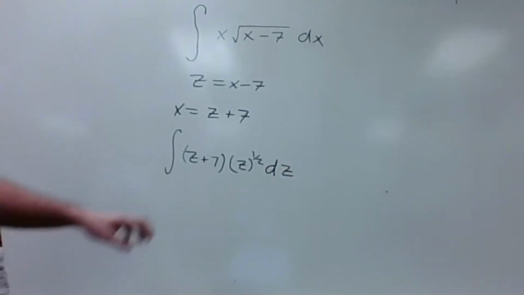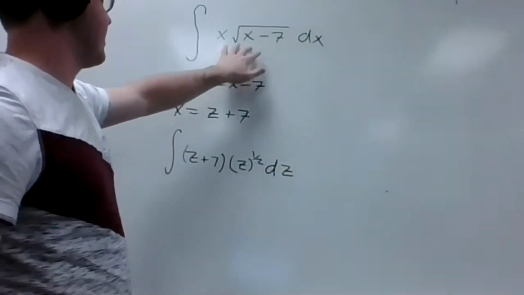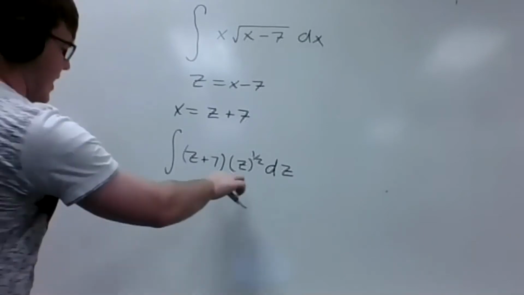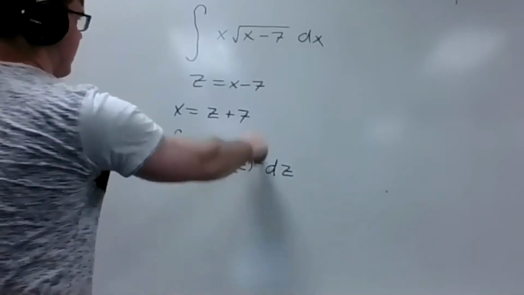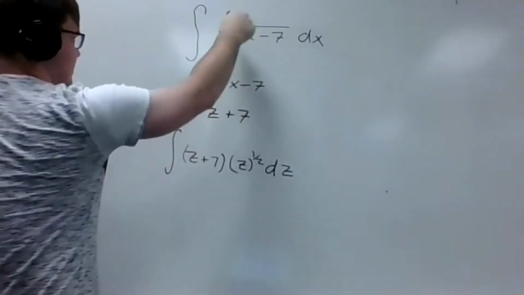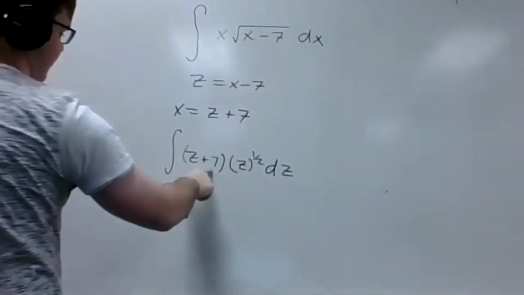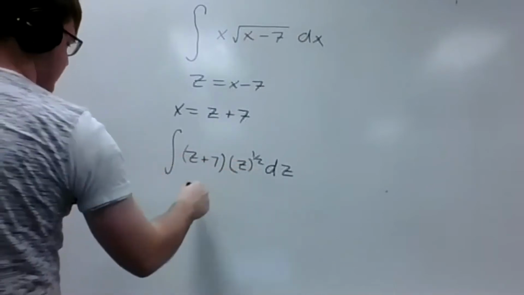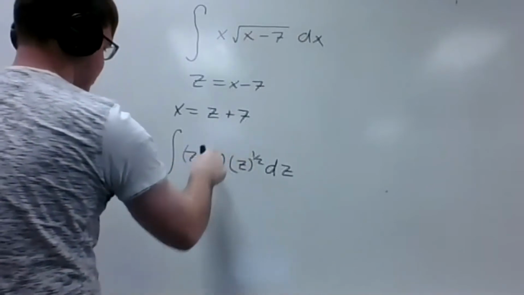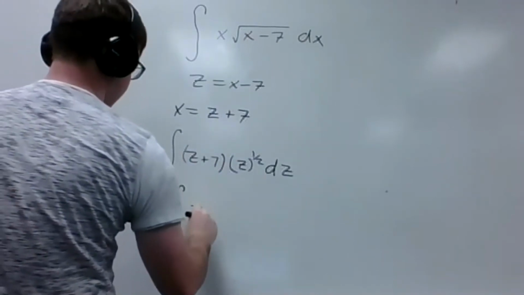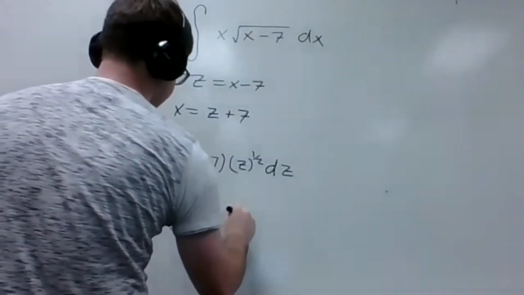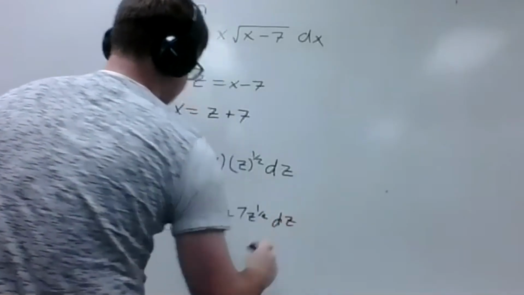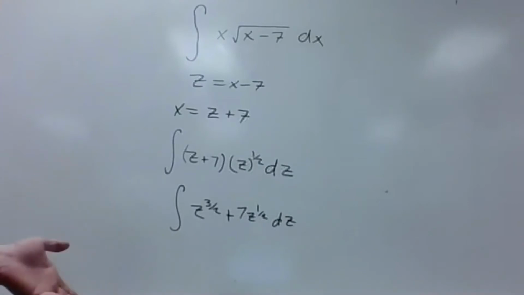And so beforehand, it looks like you can't really do that integral, but if we rewrite it, then we can get rid of this parentheses to the 1/2 power with this plus 7 inside, which is hard to deal with. So now we can multiply the z into our function. So we have the integral of z to the 3/2 plus 7z to the 1/2 dz. And now to integrate this, we can just use the power rule.